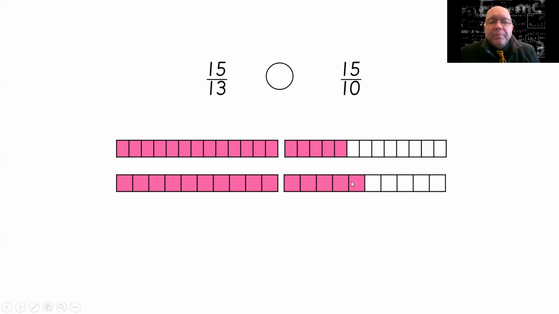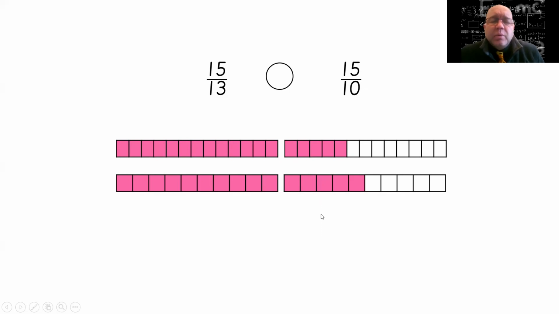So the bottom one is 15 over 10. The top one, however, isn't. The top one should have stopped there. I got carried away with my pink colouring in. So there's 15 over 13. There's 15 over 10. Either way, though, you can see that 15 over 10 is bigger.